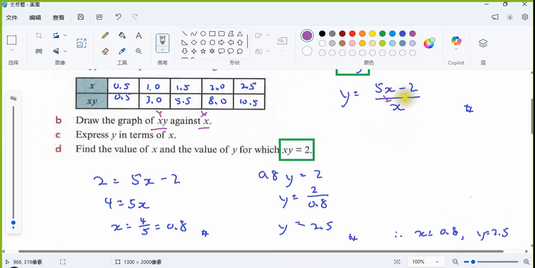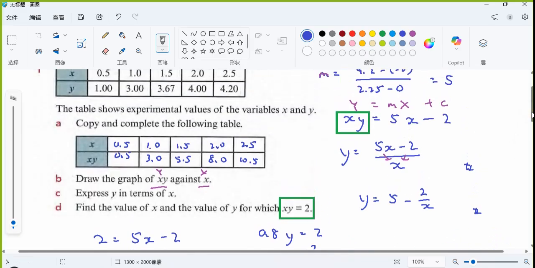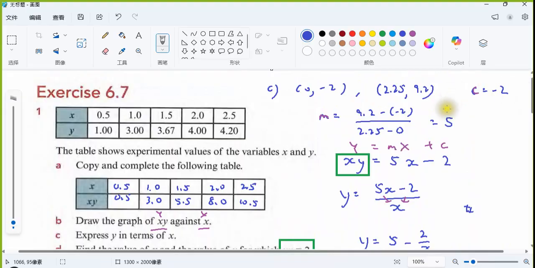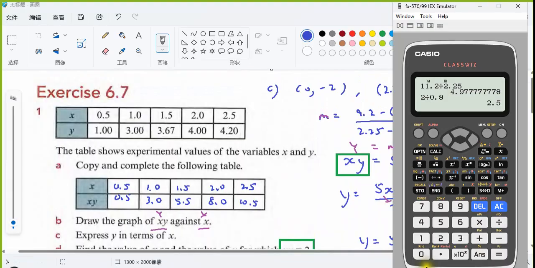And then for this equation, I just leave it here. But the answer given in the textbook is y equals 5 minus 2 over x. Okay, so these two are actually equivalent. And then we want to check whether the gradient and the y-intercept that we get are correct or not.